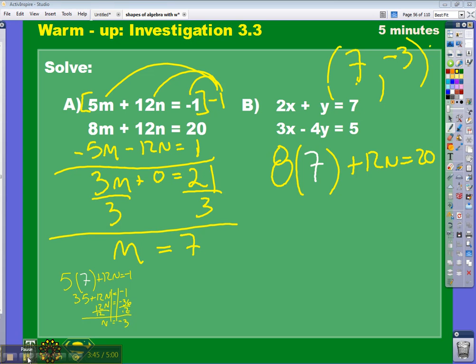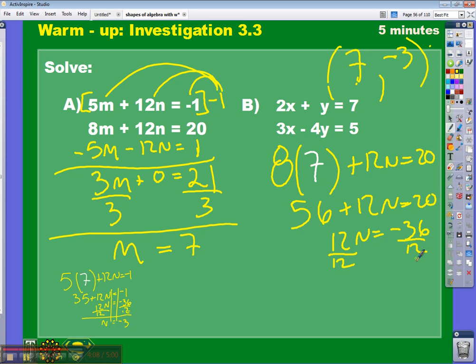All right, so we have 8 times 7, which is 56, plus 12n is equal to 20. So 12n is equal to -36, because 20 minus 56 is -36. Divide by 12, divide by 12, and n is equal to -3. It checks out. So the two lines will cross at this point, 7 comma -3.